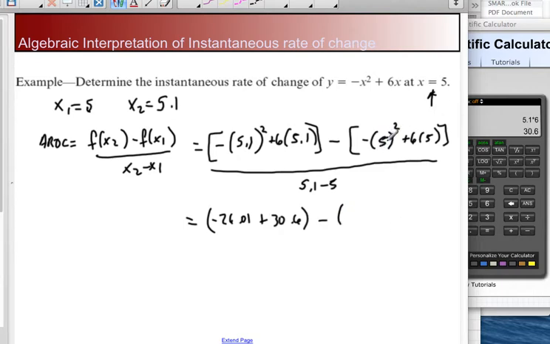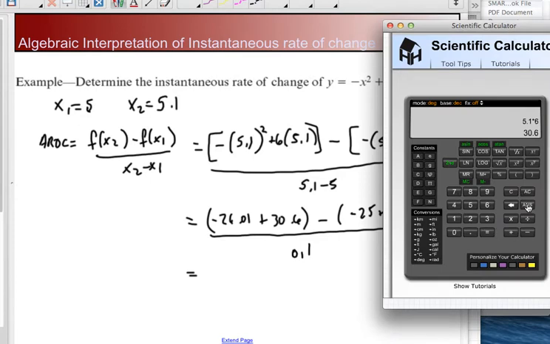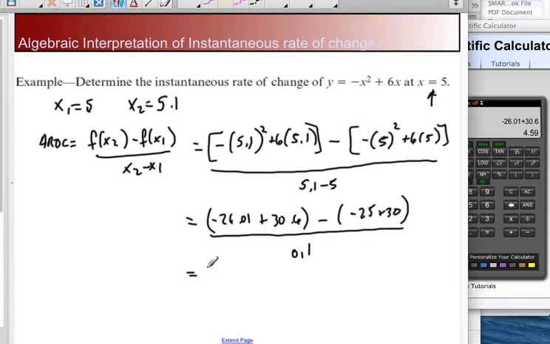Alright, so then I can do this one. This is 25 and a negative, so it's negative 25 plus 30. And this is all going to be over 5.1 minus 5. That's just 0.1. Okay, so let me punch that in. So this is going to be negative 26.01 plus 30.6, and that equals 4.59. And I'm going to subtract 5, and then divide all of that by 0.1.